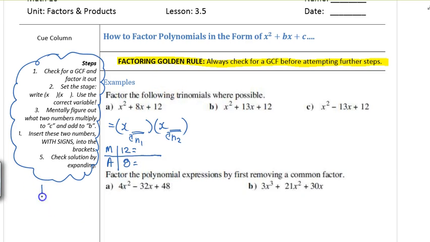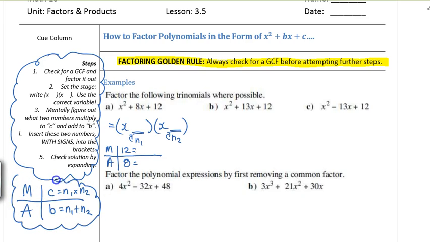Remember, I could do a little multiply to add to table. It's two numbers that multiply to C but add to B. Okay, we'll just add that to our table here. So what are those two numbers? Two numbers that multiply. How about 6 and 2? 6 times 2 and 6 plus 2. I think that works for me. So I'm just going to put a plus 6 and a plus 2.